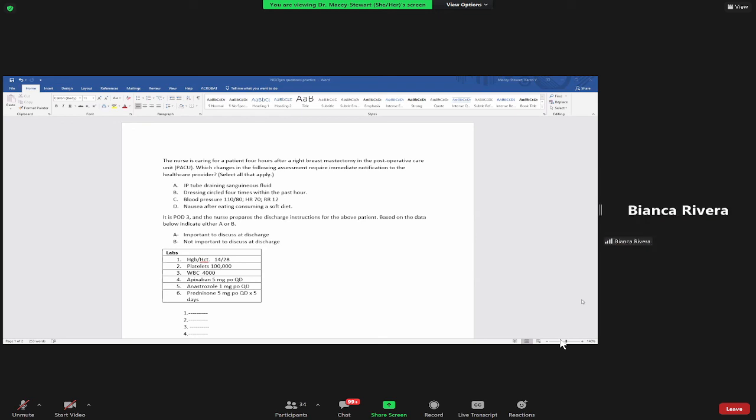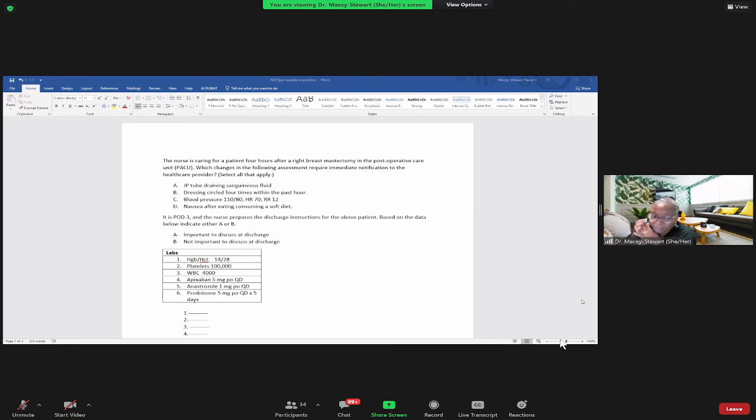No NSAIDs, and making sure that if they fall, they get checked by their healthcare provider because they could get a brain bleed if they fall and hit their head. Just trip hazards and things like that. And just concerned about bleeding and assessing for bruising. Yep, and bruising.